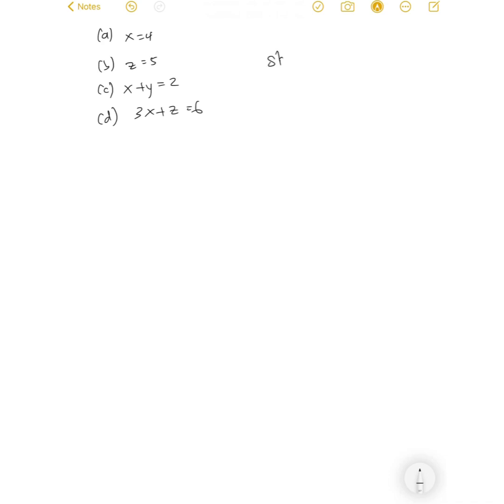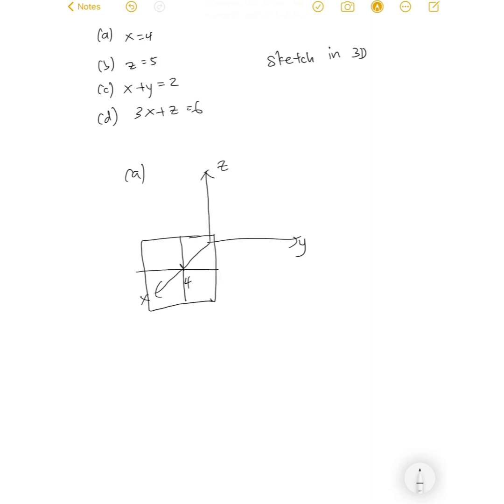Okay, so we want to sketch in a three-dimensional coordinate system. So again, we only have x equals 4, and y and z have arbitrary values, so plot a line along the y-axis and another line along the z-axis. So this is your what we call plane on x equals 4.